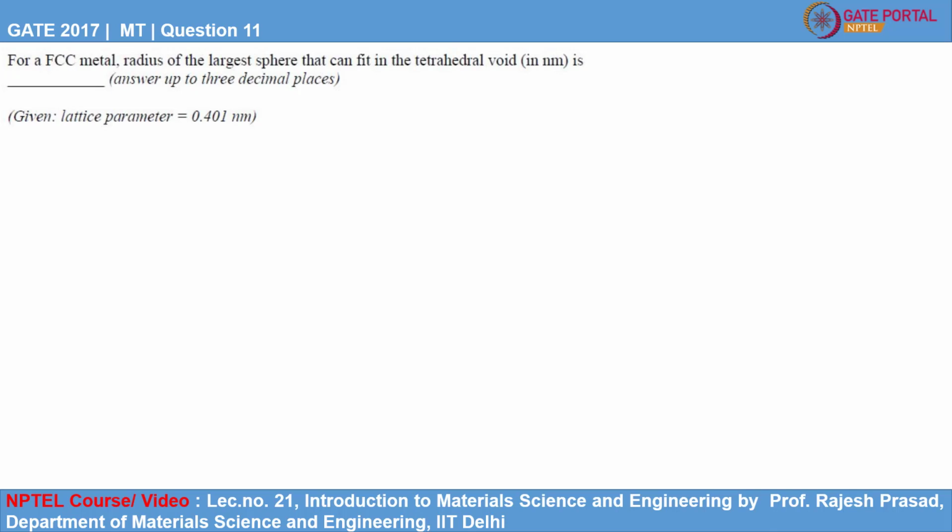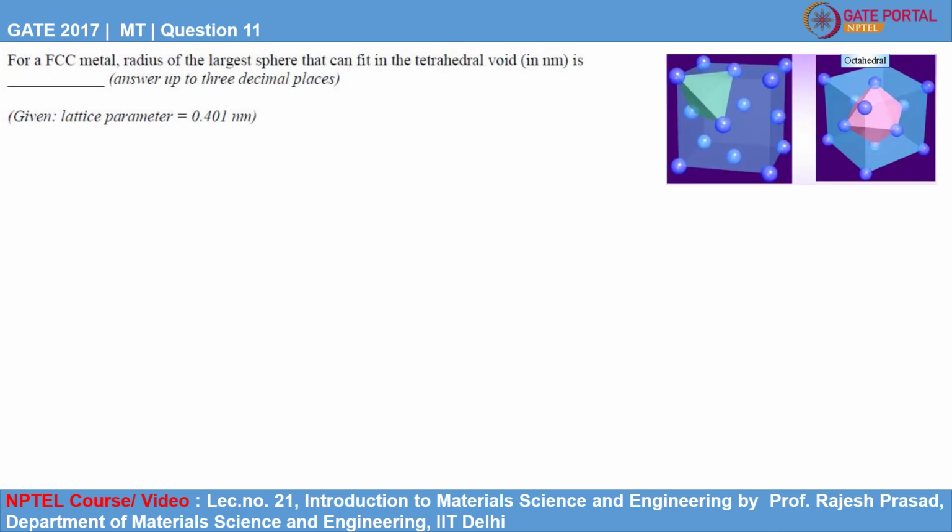So let us look at the FCC lattice. Here you can see there are two types of voids possible in the FCC lattice. One is the tetrahedral and the other is the octahedral void. So we need to determine the radius of the largest sphere that can fit into this tetrahedral void. Fine. So that is our objective.